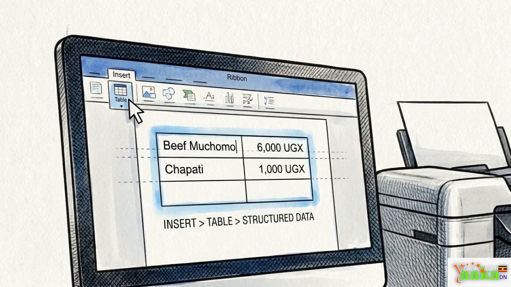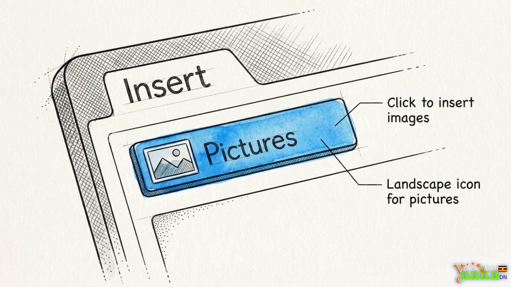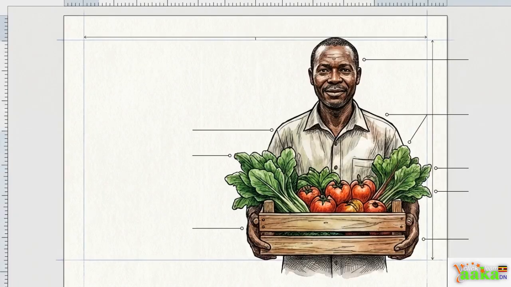A document is rarely just plain text. To organize items cleanly, like pairing local dishes with their prices, you can use the Insert tab. Inserting a simple two-column table lines up beef muchomo and chapati exactly with their costs, keeping all your data structured. You can also use the Insert tab to add pictures. If you are creating an advertisement, inserting a clear, high-quality photograph with natural lighting instantly makes your page more engaging.